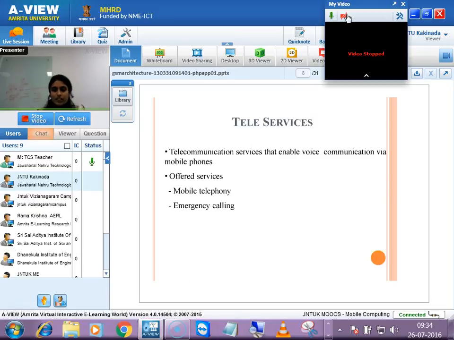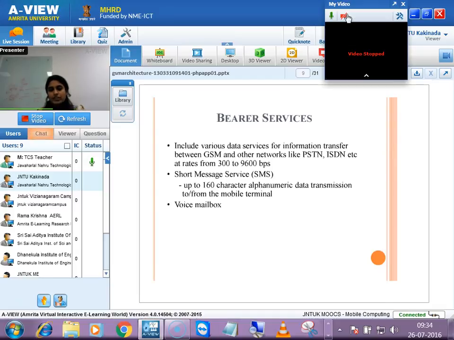And two more other services are bearer or data services and supplementary services. So what do you mean by that? Bearer services: what do you mean by bearer? Bearer in the sense is some tunnel kind of thing, some bridge kind of thing. Whenever you want to transmit from one point to another, you can establish a wire, or it can be wireless. That is nothing but bearer, some tunnel established between two points in order to serve certain services. What are the bearer services that are offered? SMS is one example, and voice mailbox is one example.